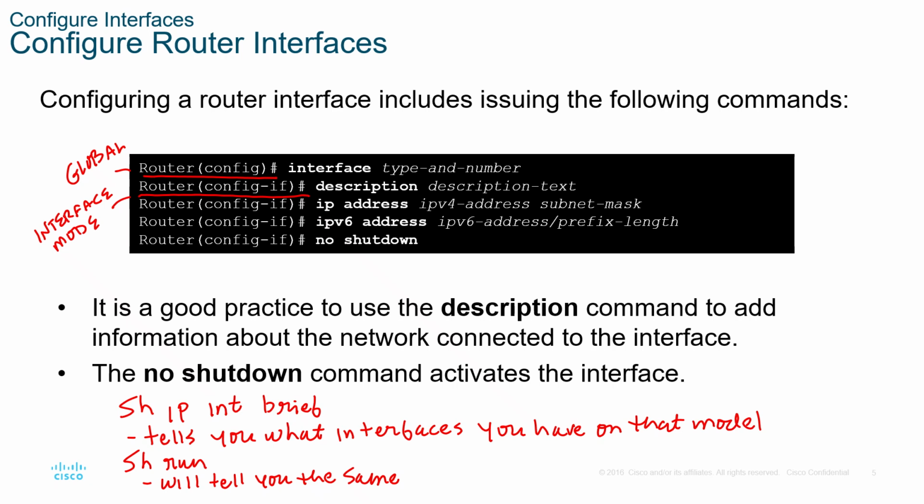The no shutdown command activates the interface. If you don't do a no shut and you do that show IP interface brief and your interface shows up as administratively down, you should understand that administratively down, that's you. You didn't do something, you're the admin. So administratively down means you didn't do a no shut on that interface. Your fault.